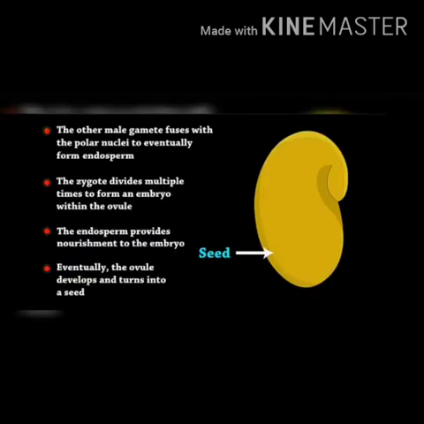Then the zygote divides and multiplies many times to form an embryo within the ovule. The endosperm provides nourishment to the embryo, and finally the ovule develops and turns into a seed. And the ovary enlarges and converts into the fruit that bears the seeds. Okay, now next.